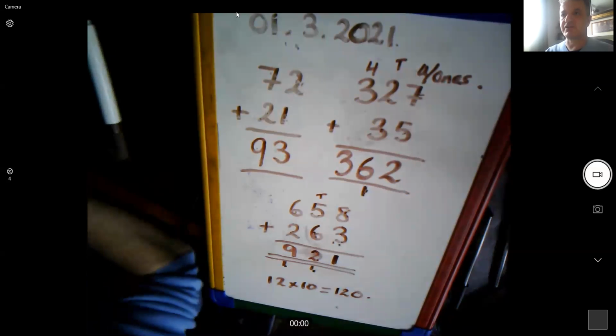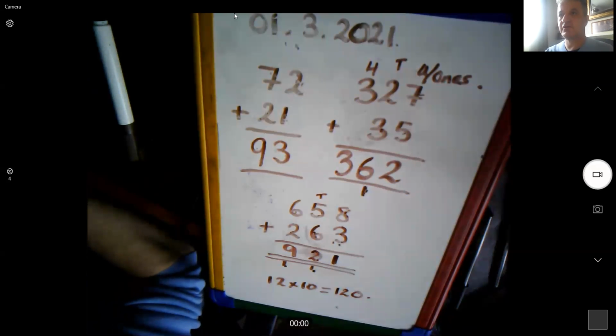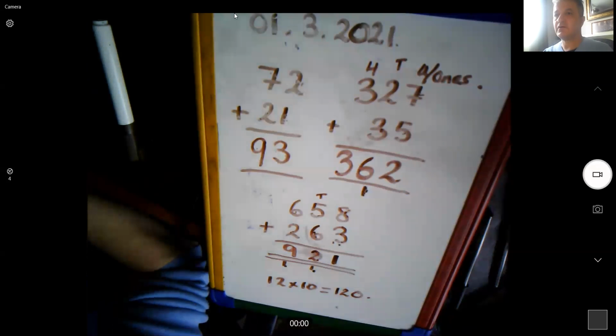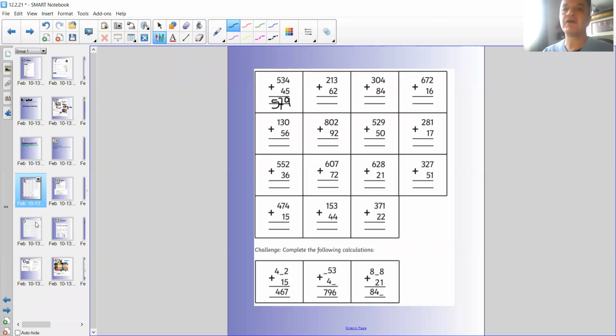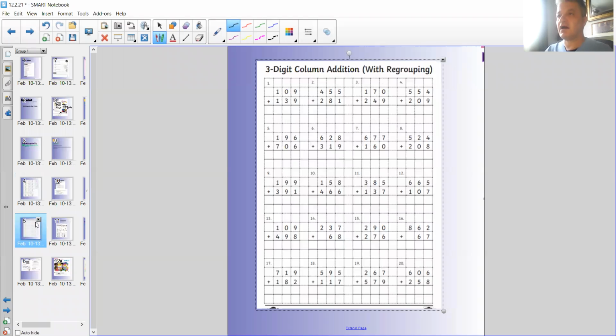If I go back onto these, okay, so here I've got some 3-digit column addition with regrouping. Again, let's go through one of these questions all together. Then you can have a go. So 9 add 9, quite a hard one, this one.